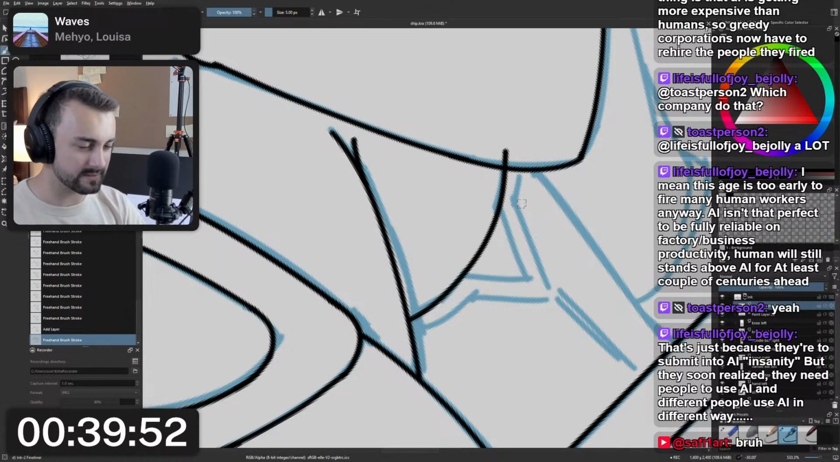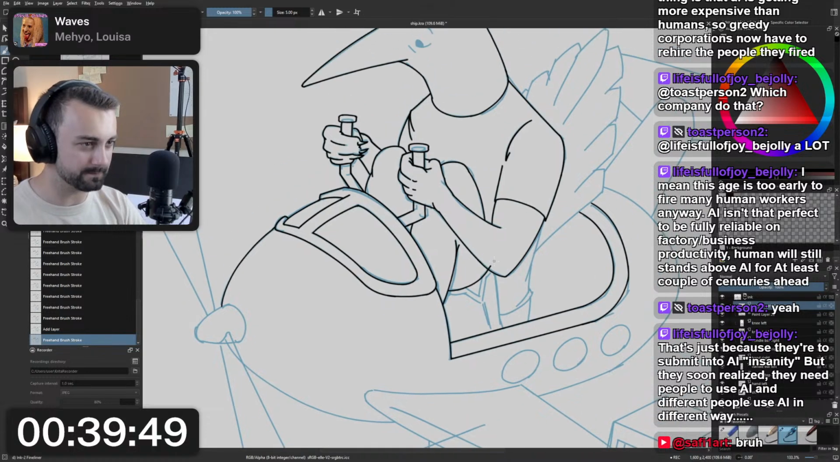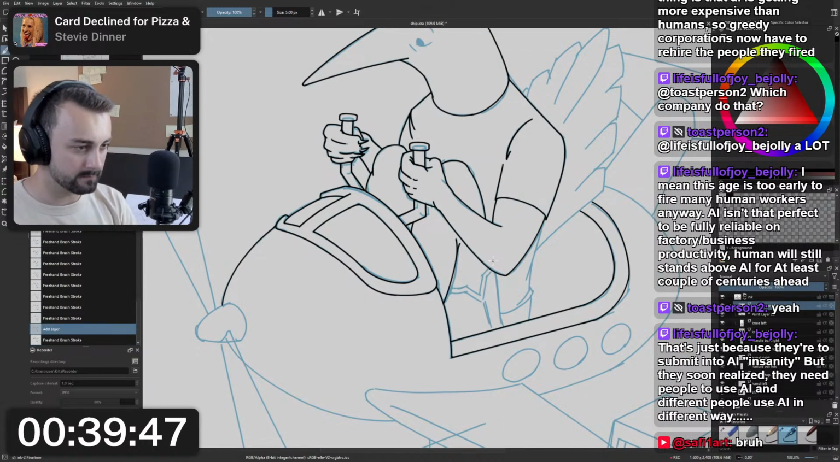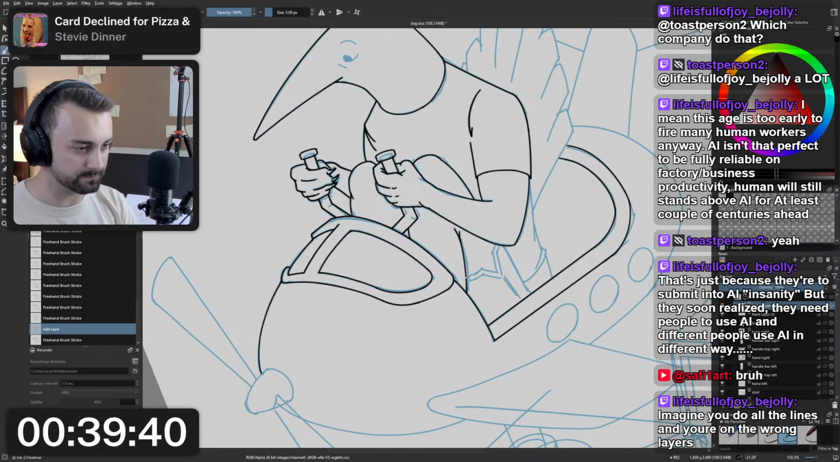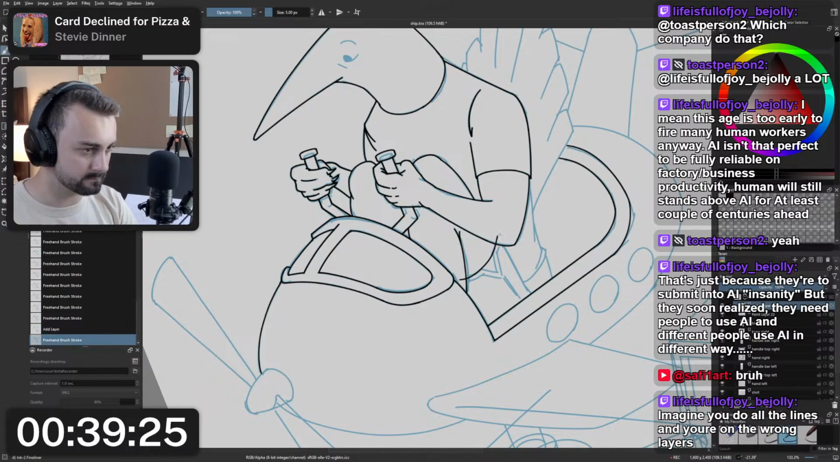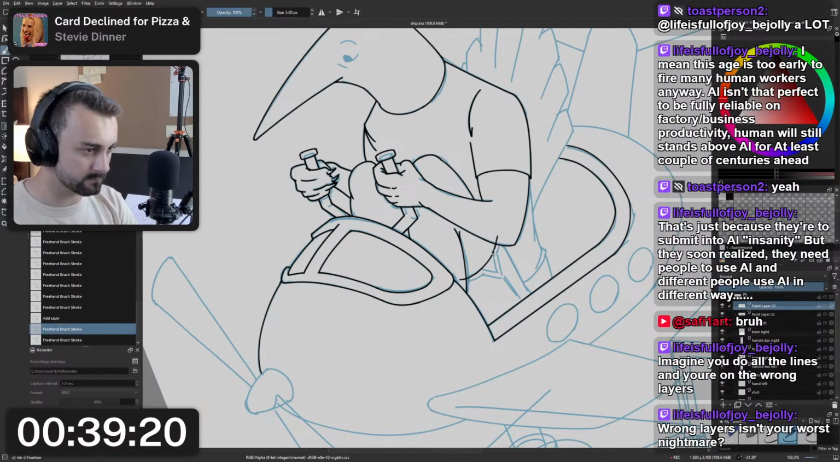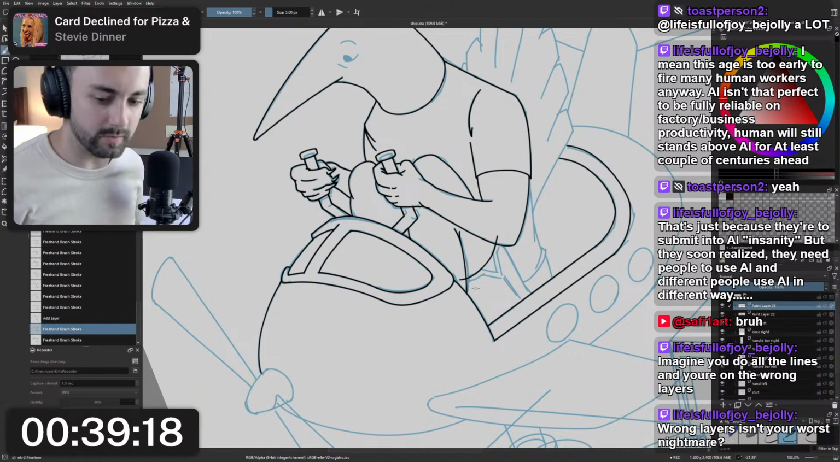Does that feel round? This is my problem with digital, I need to be better about it. I need to zoom out more. You're on the wrong layers. That's okay, though. I mean, it'll suck and I'll be mad, but... Oh, why is my pen doing that? At least I had fun while making it. It sucks that I have to throw away a drawing, though. Wrong layers isn't your worst nightmare.